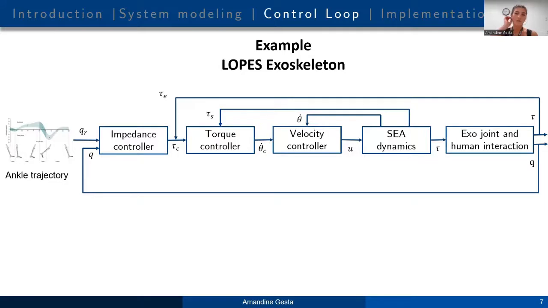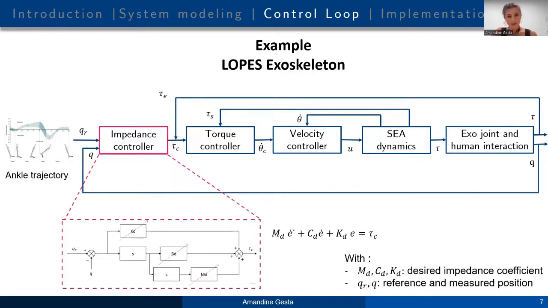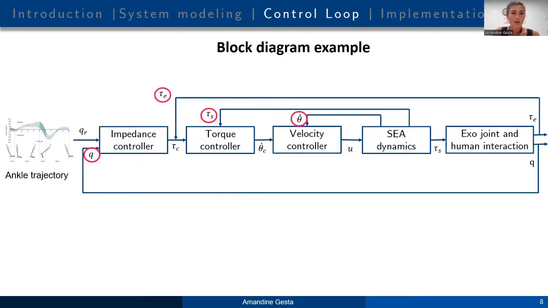Here is an example of a control loop of an exoskeleton named Lopez, which is an impedance controller. You can find in the same way the block of the impedance controller that can take this form with different gains that you can model and try to fit with the desired impedance coefficient or behavior that you want to reach. And then you can see that there is a cascade of several controllers, like a torque controller and a velocity controller. When you look at this loop, you can see that there are several parameters to measure.